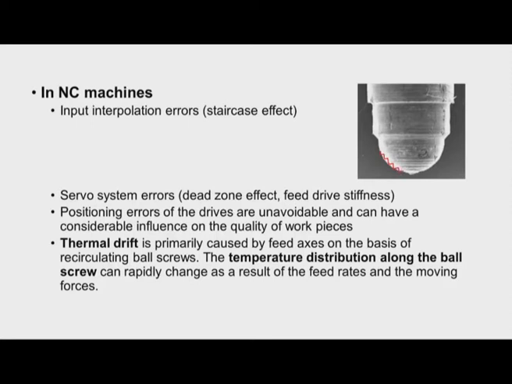Okay. So now other reasons for dimensional changes are servo system errors like dead zone effect and feed drive stiffness, positioning errors of the drives, and then thermal drift, which is primarily caused by the feed axis on the basis of the recirculating ball screw. See, because of the movement of the ball screw, the heat is generated, and because of that the screw may expand or it may contract due to thermal changes. So because of that also there will be changes in the dimensions of the workpiece.